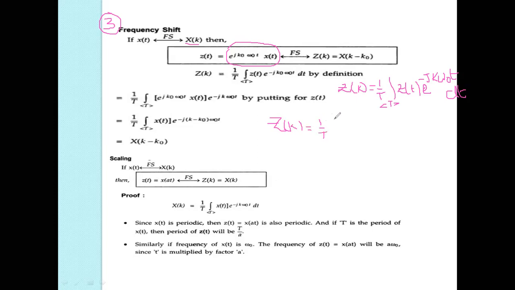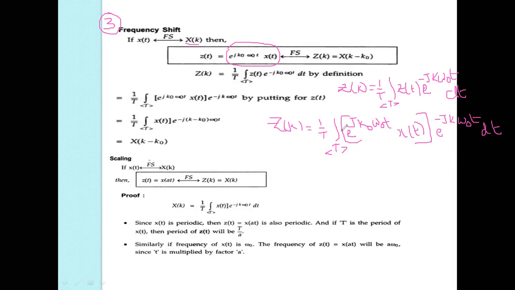1 by T the integral over T. What is z of t here? e power j k naught omega naught t into x of t, whole multiplied with, because this is z of t only, the other function e power minus jk omega naught t dt.